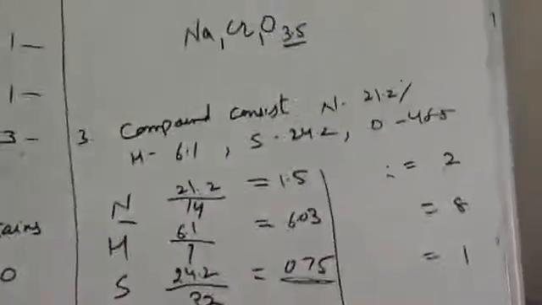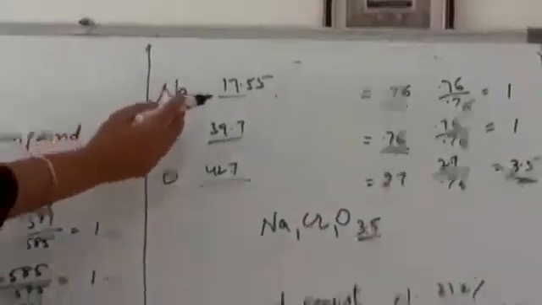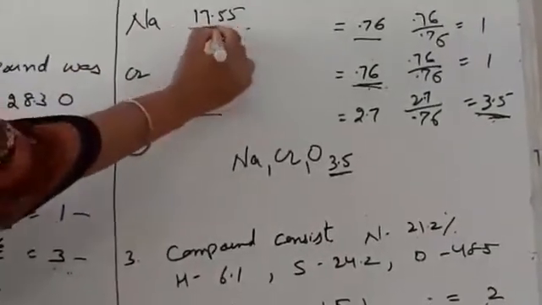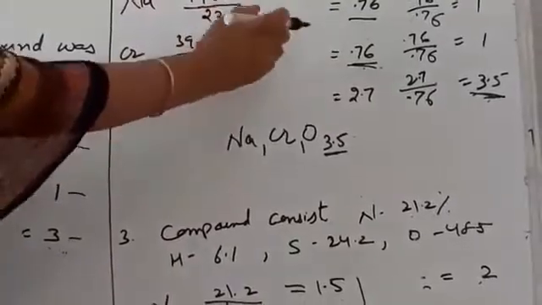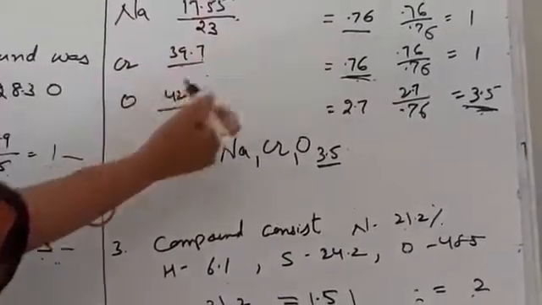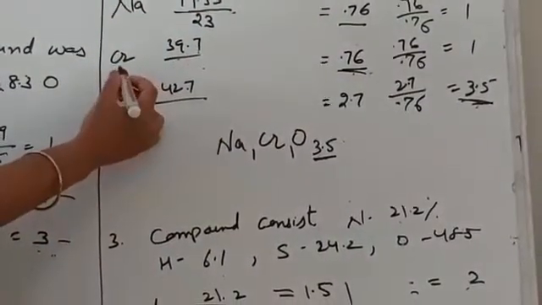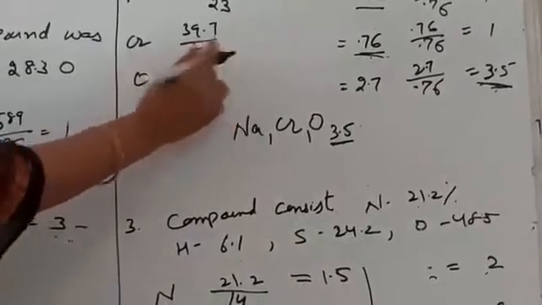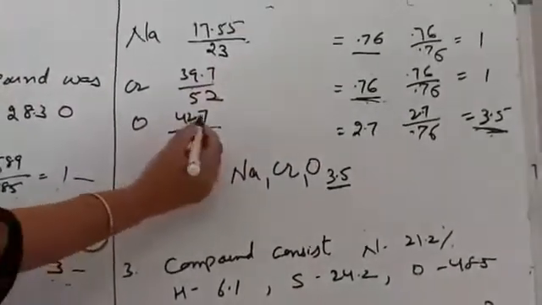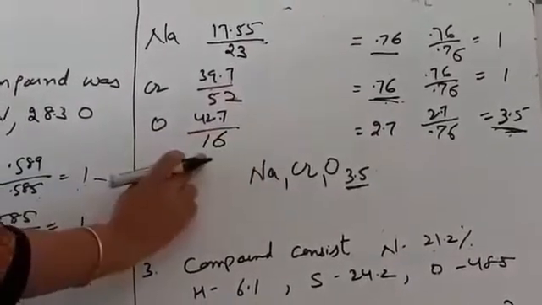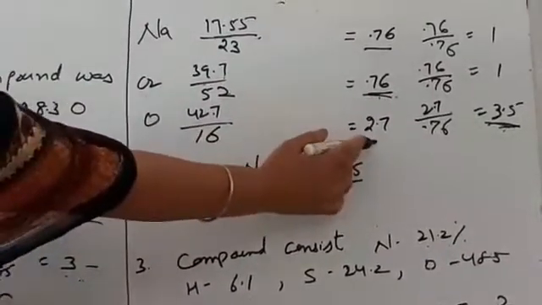Now the next step is to divide the percentage we get by the mass of each element. Sodium mass is 23, and we get 0.76. The 39.7 percentage of chromium divided by its mass 52 gives 0.76. Oxygen 42.7 divided by its mass 16 gives 2.7.